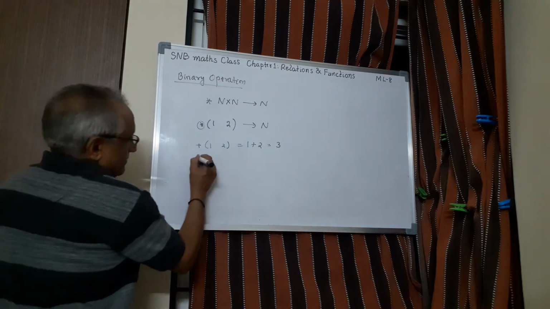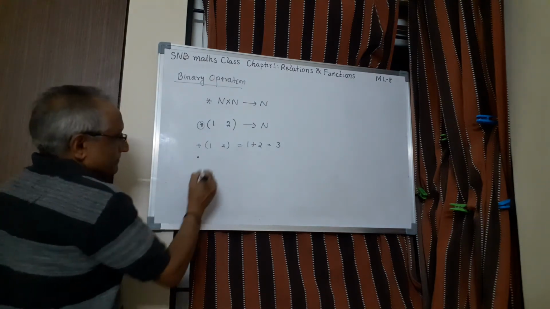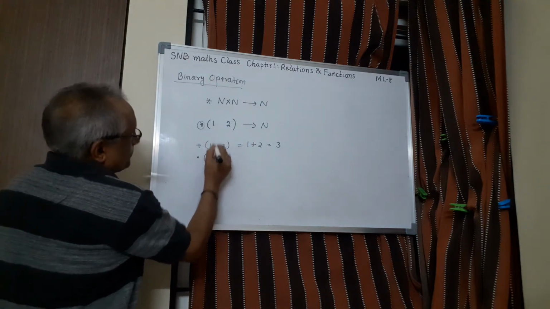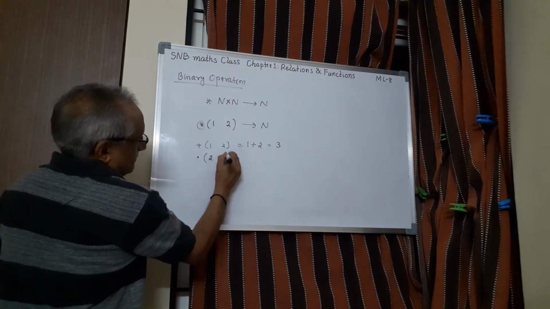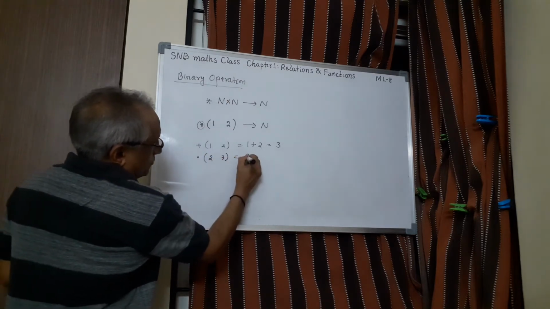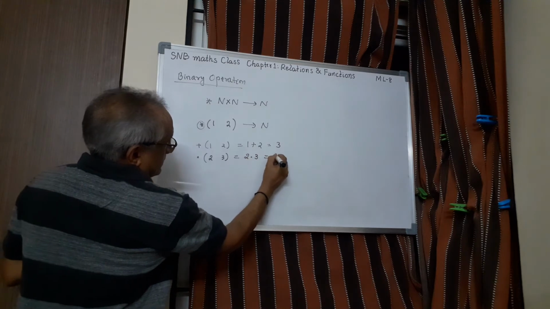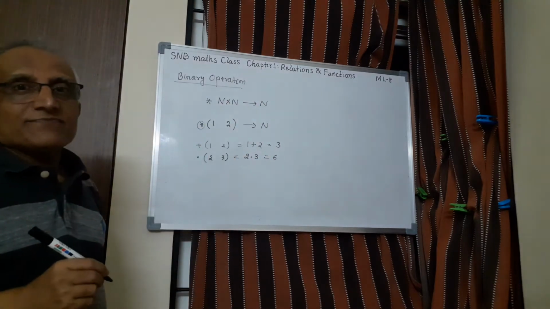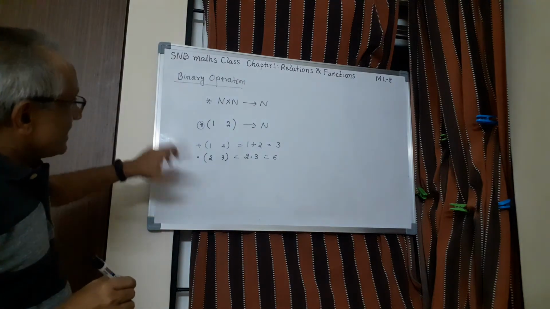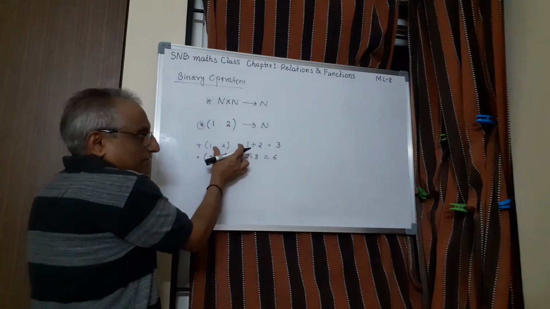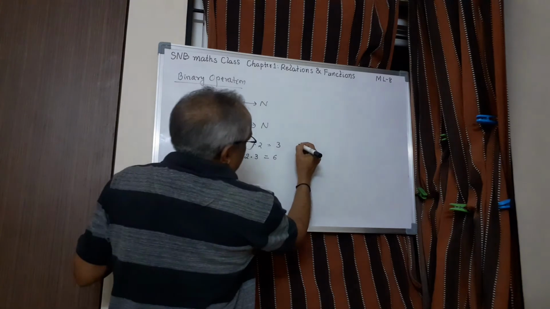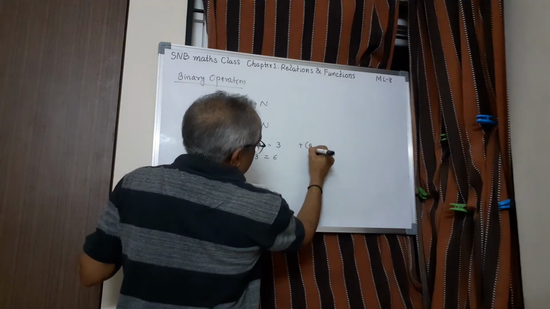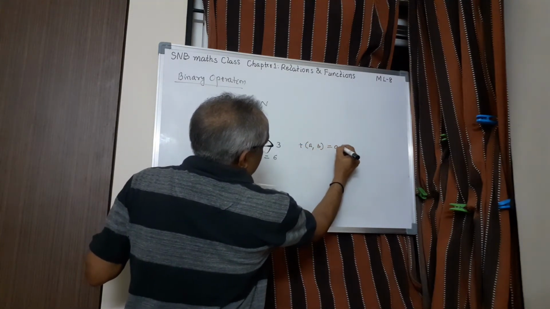Let me give one more example. Say multiplication. Let us take for example 2 from this one, 3. So definition is 2 into 3. This is 6. Now ask yourself whether this 6 is here. Yes. Therefore it is binary. And I have taken only some specific examples. Instead of this, you can also take for example plus of a, b is a plus b.